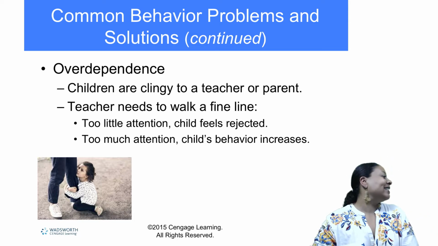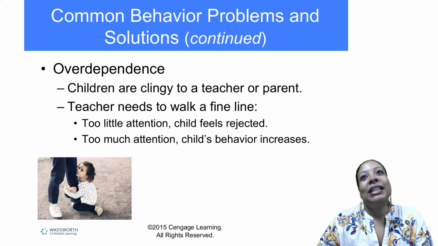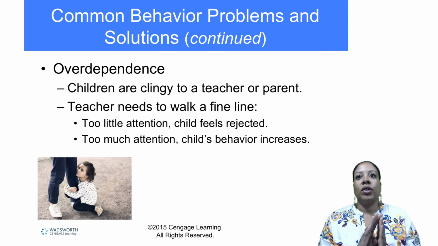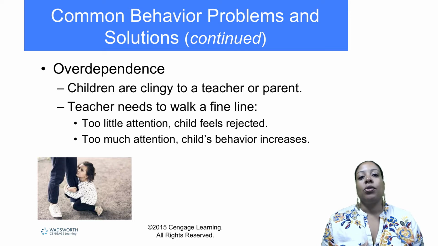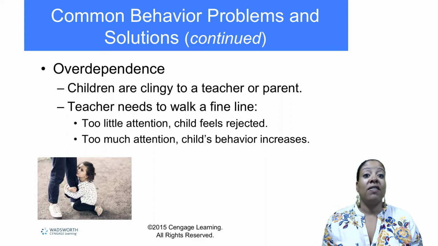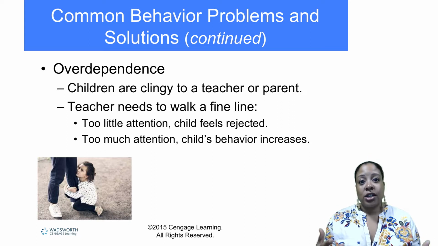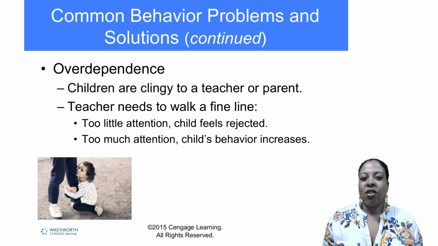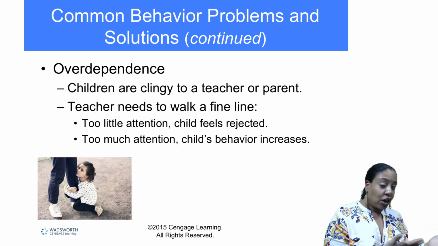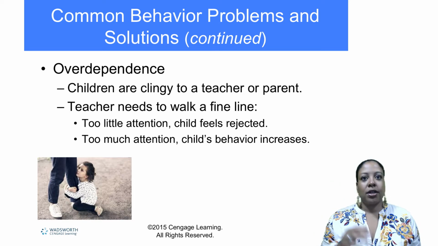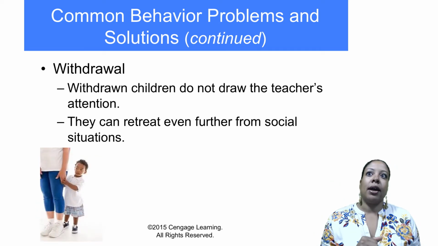Overdependence. The little girl there. So children are clingy to a teacher or parent. The teacher needs to walk a fine line. So this is another one of those tricky situations where if the child who maybe has a clingy temperament is getting too little attention, then they feel rejected, and that can lead to problems. And if there's too much attention, then that's almost reinforcing the behavior, and then the child's clinginess increases. So thinking about too little attention, the child feels rejected, then it leads into our next slide, which is withdrawal.